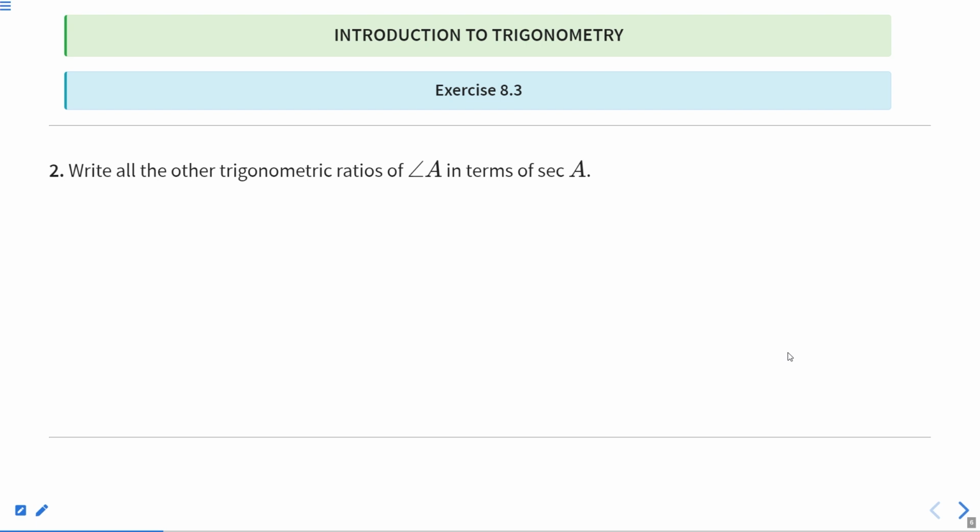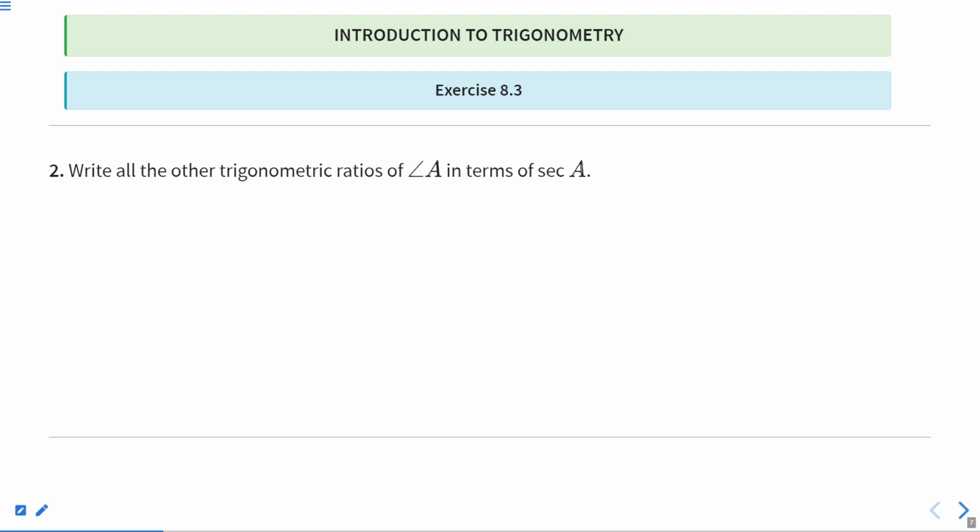One is sin square A plus cos square A is equal to 1, the second is 1 plus tan square A is equal to sec square A, and the third is 1 plus cot square A is equal to cosec square A. Basically we will use these identities to express the other trigonometric ratios of angle A in terms of sec A. Let us see how to write all the other trigonometric ratios of angle A in terms of sec A.